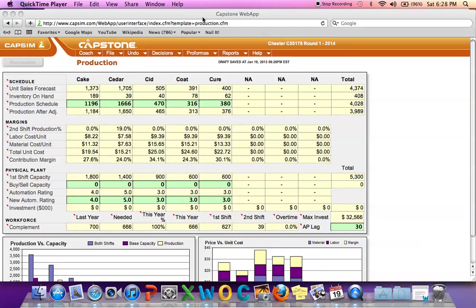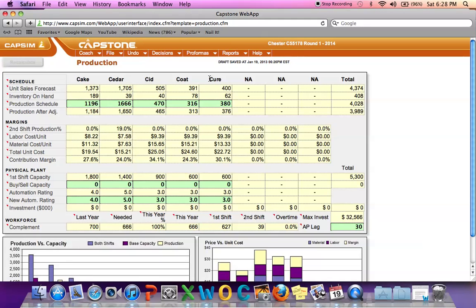We're going to be talking about production and we're going to be looking at the product Cure, and I'm going to show you how to do some of these inputs. Again, it's all in the green, the stuff that you need to manipulate and change. The unit sales forecast, the top number here, is going to be carried over from whatever you put into the marketing screen over there. Now the unit inventory on hand is whatever was left over from last year.